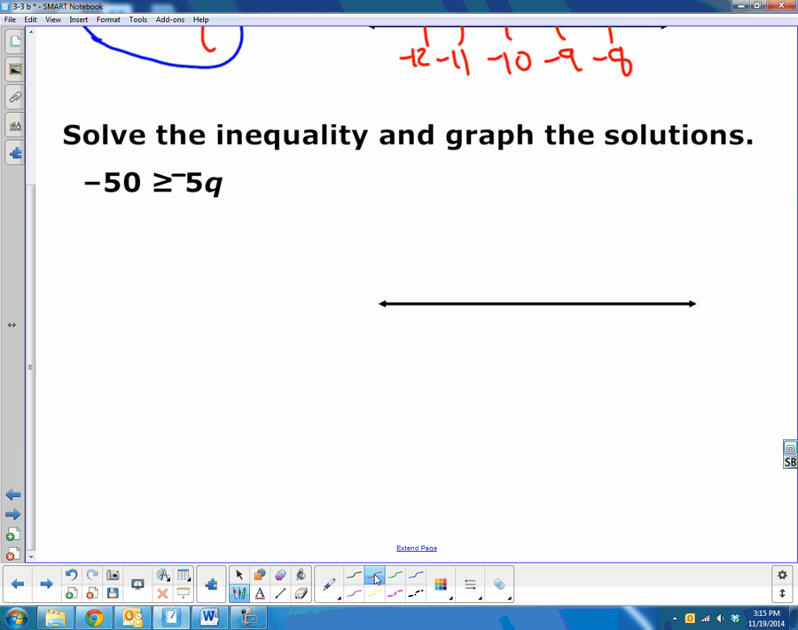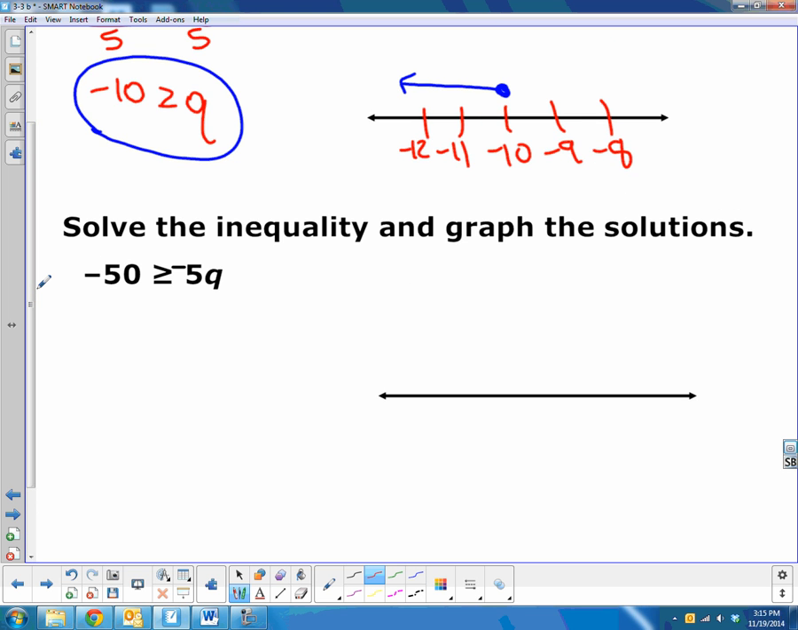Now we've got the new notes, the new weird situation. So it looks very similar. We're going to solve it the same way. We're going to divide both sides by negative 5, and we're going to get 10 and q. So let's find a solution to this. 10 is greater than or equal to some number q.